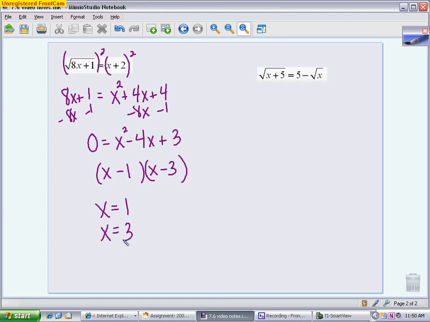When I put 3 in, I get 3 times 8 is 24, plus 1 is 25. The square root of 25 is 5. When I put 3 on the right, I get 5. So I have 2 solutions. Both of them are fine.